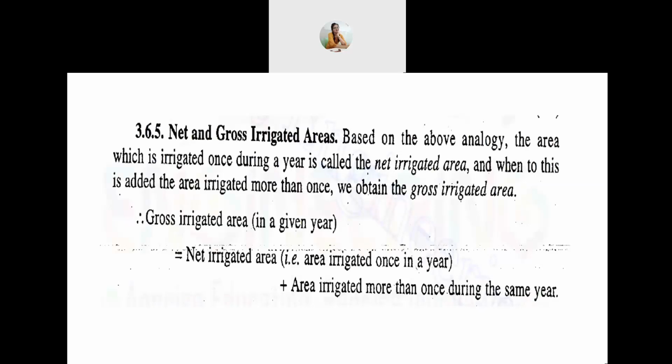Next definition, net and gross irrigated areas. So based on the above analogy, the area which is irrigated once during a year is called the net irrigated area. And when to this is added the area irrigated more than once, we obtain the gross irrigated area. So therefore, gross irrigated area in a given year is equal to net irrigated area, which is the area irrigated once in a year, plus area irrigated more than once during the same year.